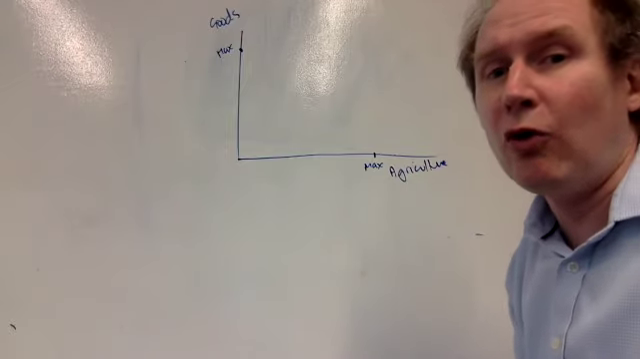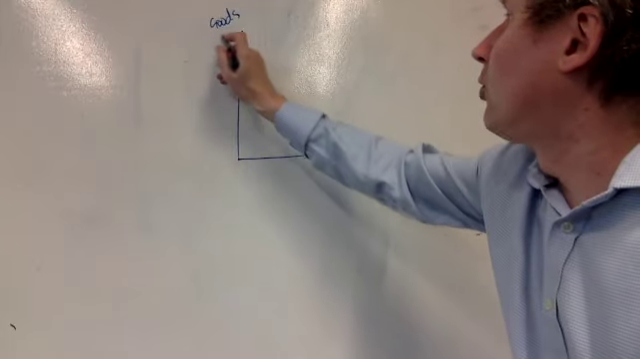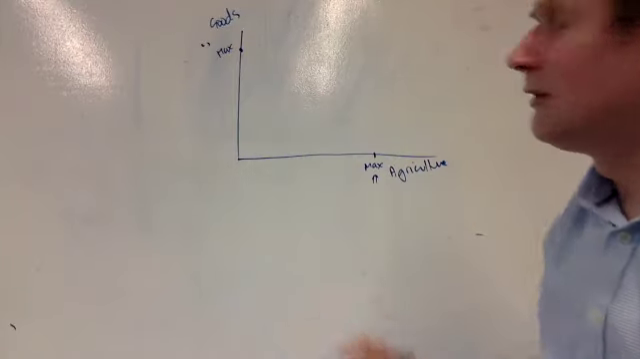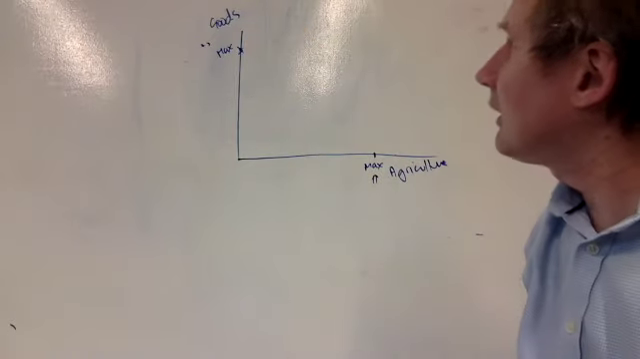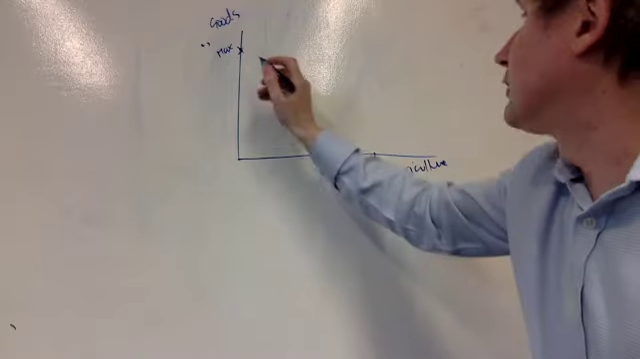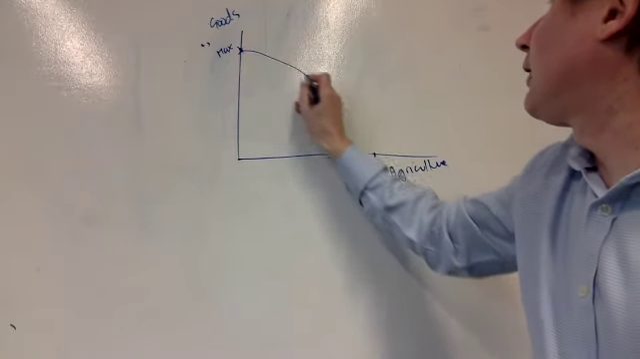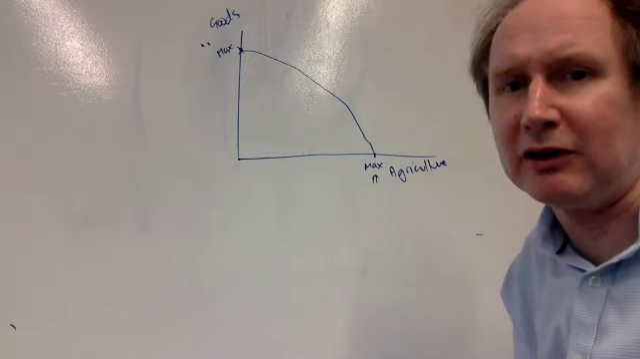So if we put all of our resources into crops, then we get that many. If we put all of our resources into goods, we get that many. And obviously, if we start here, as we put more resources into agriculture, we'll be able to produce fewer goods. So we'll end up with a line that looks something like that. Why it's that shape, we'll come back to a little bit later.